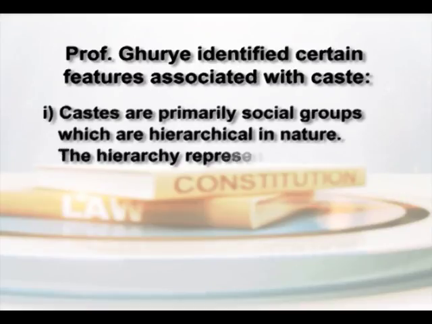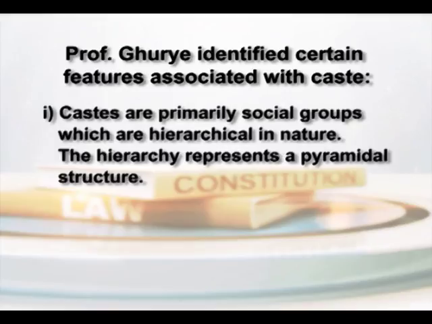These features are, first, castes are primarily social groups which are hierarchical in nature, and the hierarchy represents a kind of pyramidal structure. That is, the castes which are more powerful are fewer in number and exist at the top, and the castes which are not so powerful are higher in number and exist at the bottom of the pyramid. So it is a hierarchical kind of social structure.